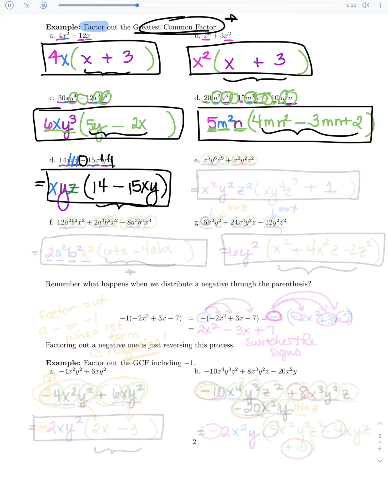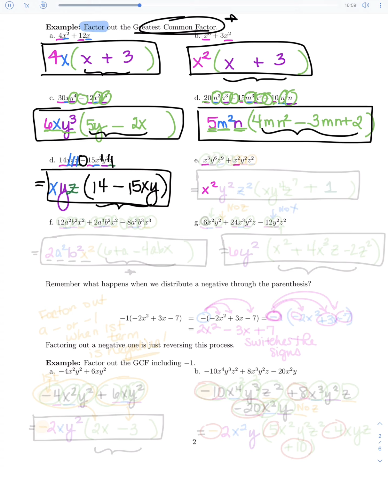On this next problem, problem E, we've got x cubed y to the 6th z to the 9th added to x squared y squared z squared. Again, the goal is to factor. We can't add these because they're not like terms, but we can look at each of these pieces individually. So let's look at the x cubed and the x squared. Both pieces have at least two x's, so I can pull out an x squared.